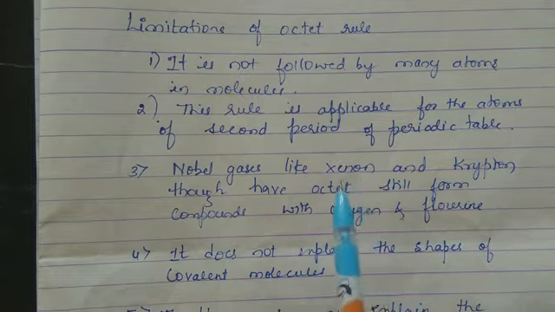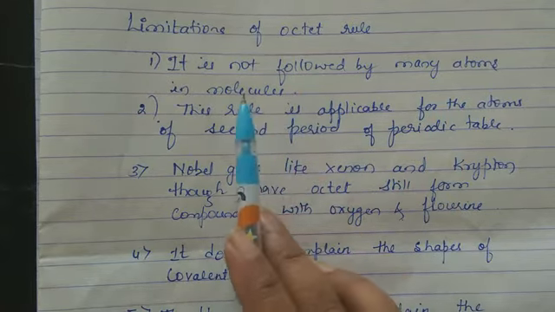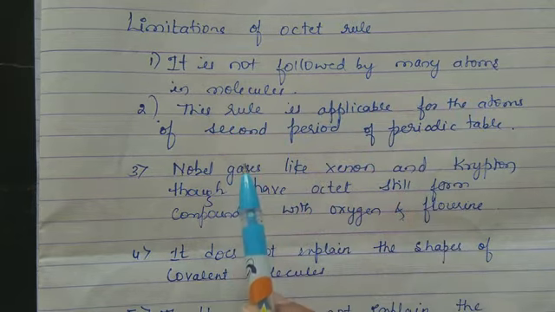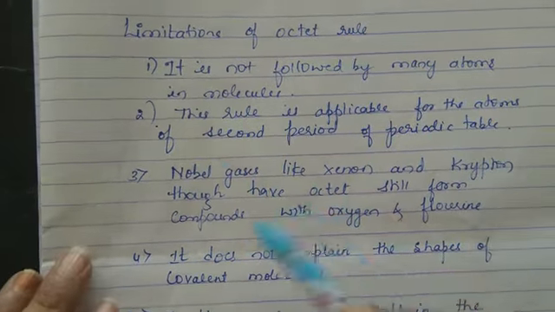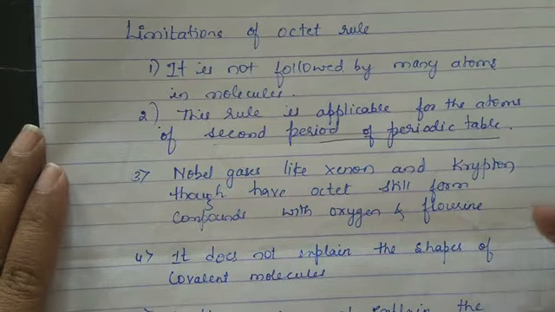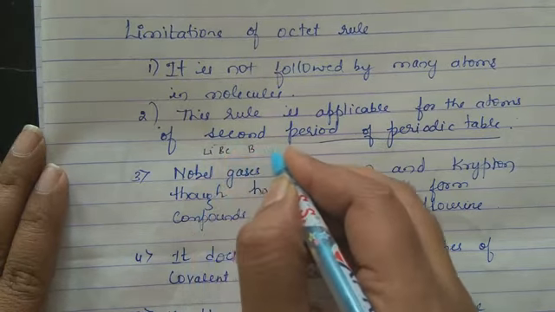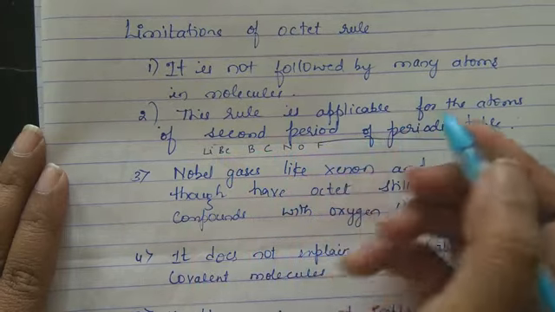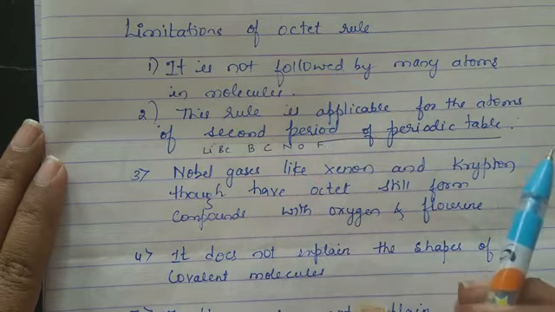Now many atoms in molecules do not follow the octet rule. And this octet rule is applicable for the atoms of the second period only. So which are the elements of the second period? Yes, lithium, beryllium, boron, carbon, nitrogen, oxygen, fluorine, followed by the noble gas. So only second period elements obey the octet rule.